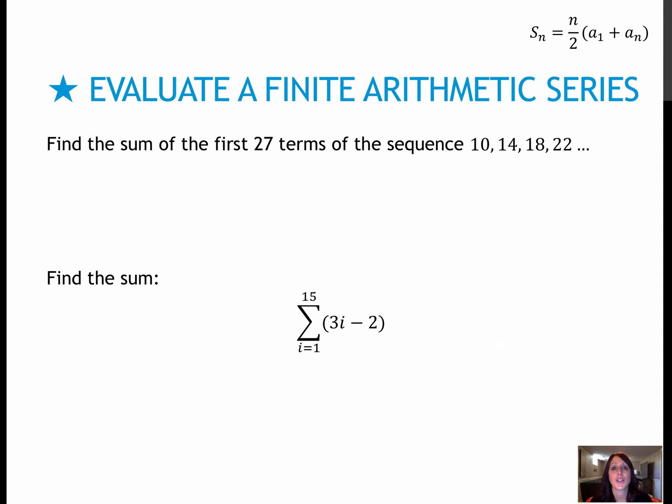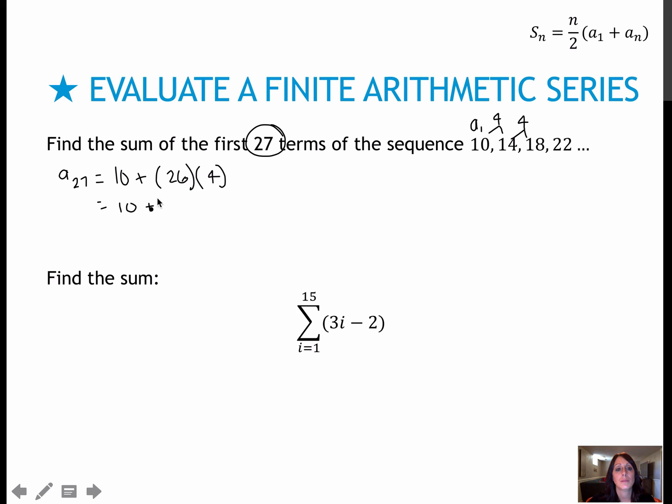Here are two for you to try on your own. So try them both and then press play to check your work. So for the first, we're finding the sum of the first 27 terms of the sequence. Again, we have the first term, so a sub 1 is 10. I don't have the 27th term, so I need to find it. So a sub 27 would be 10 plus n minus 1, so that's 26, times the common difference, which appears to be 4. That gives me 10 plus 104, or 114. So a sub 27 is 114.